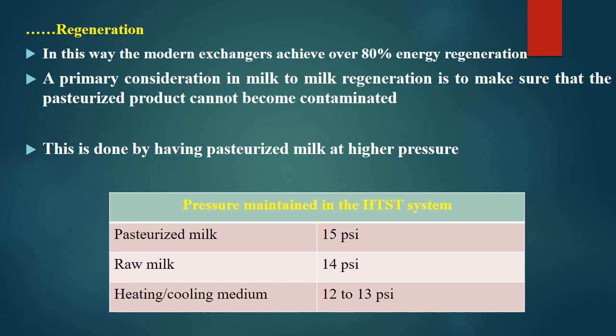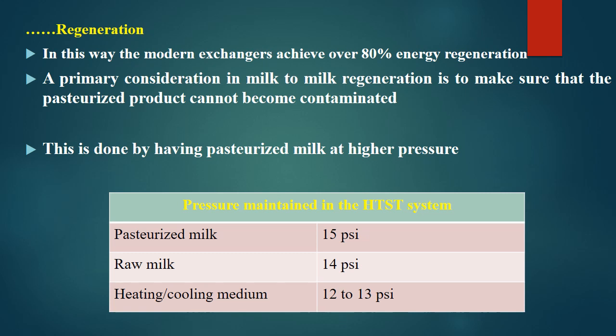Now this is in continuation about regeneration. In this way, modern exchangers achieve over 80% energy regeneration. A primary consideration in milk-to-milk regeneration is to make sure that the pasteurized product cannot become contaminated. Once it is pasteurized, it should not get contaminated. This is done by keeping pasteurized milk at higher pressure. There are two different flows of milk, pasteurized milk and raw milk. Pasteurized milk is kept at a higher pressure than the raw milk, so there is no possibility for the raw milk to contaminate the pasteurized milk.